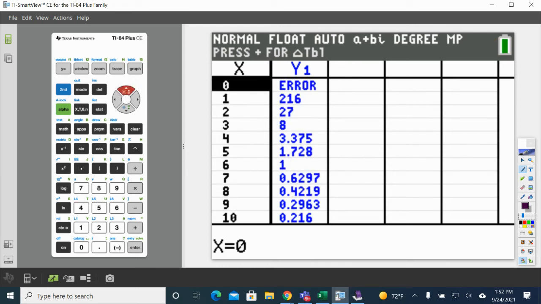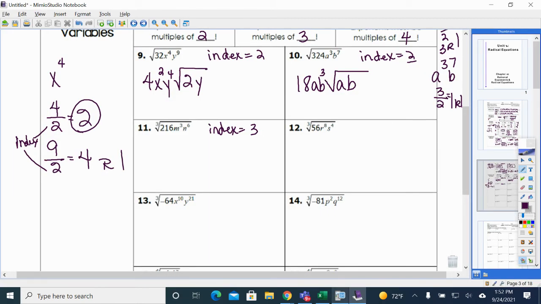Is 6. Okay, so it's 6. So I have a 6 on the outside. Now, for your m's, your m has an exponent of 3. Divided by 3, goes evenly, it goes one time. So we're going to have an m on the outside, no m's on the inside.